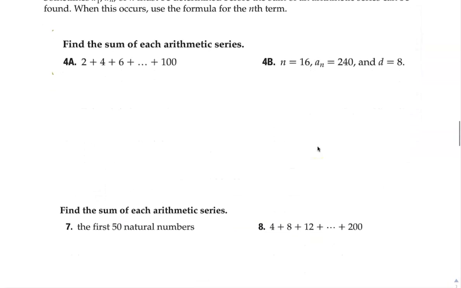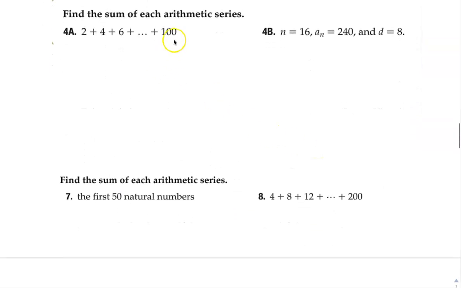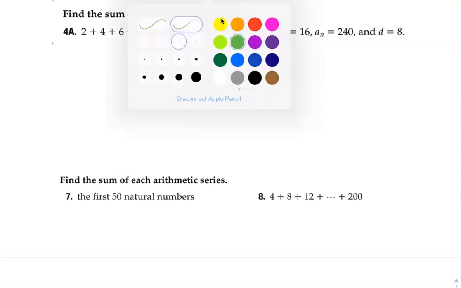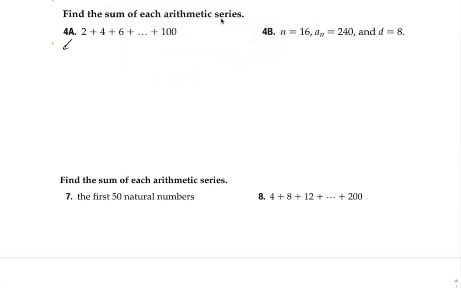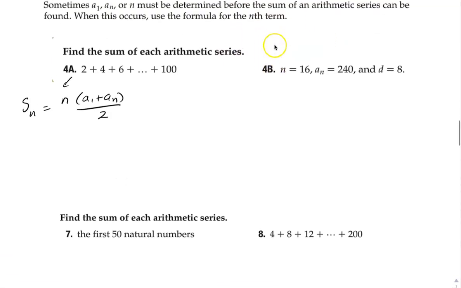So let's do a couple examples. So when we find the sum of each arithmetic series. So let's do this one here. So let's do the first equation. So that'd be S sub n of the sequence here. Just find the formula. It's n times a1 plus an all over 2. Alright, so that's the formula right there.